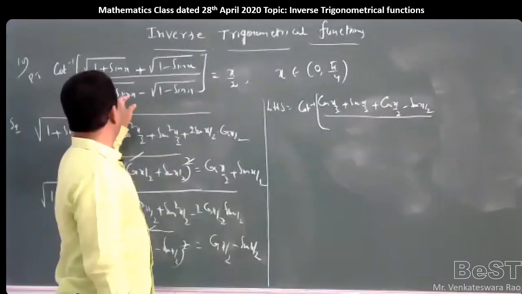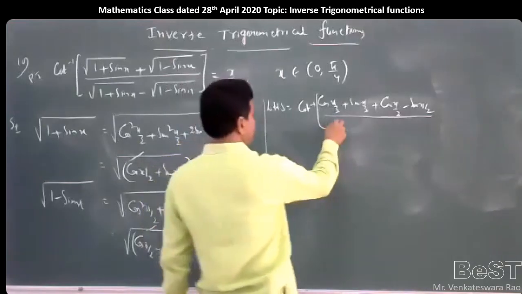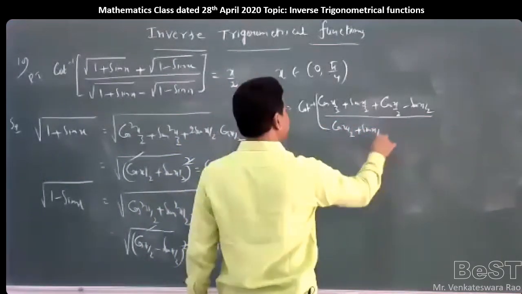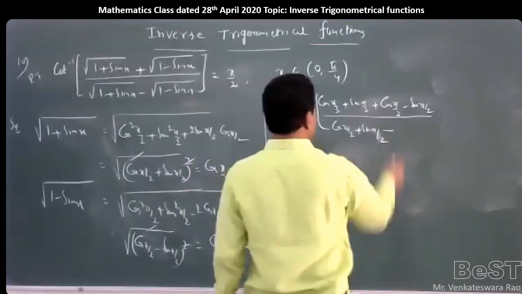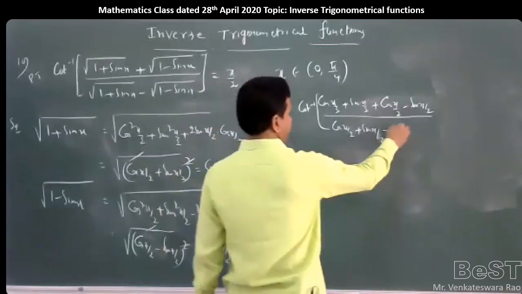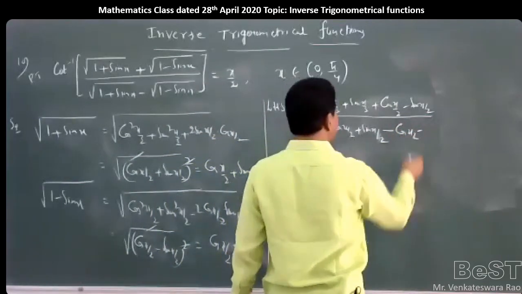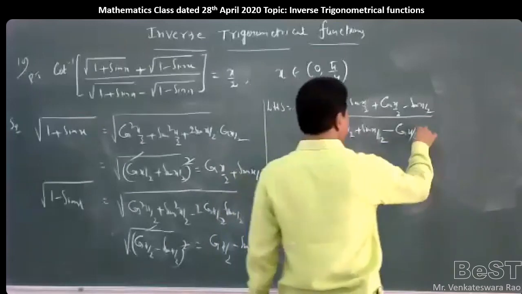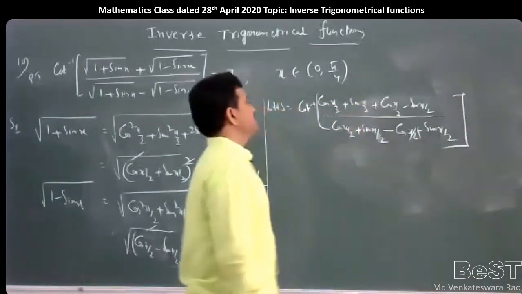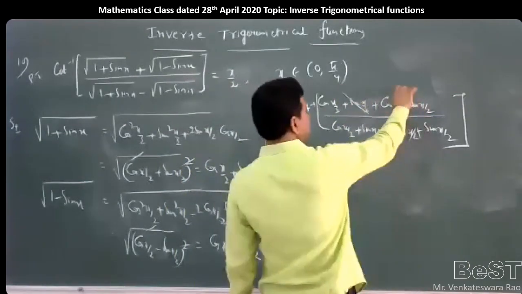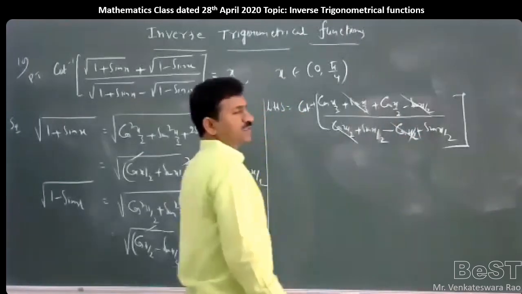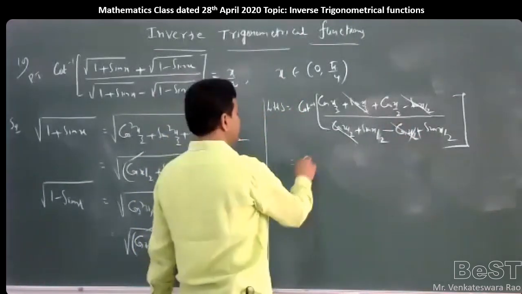By the denominator, the square root of 1 plus sin x value is cos x by 2 plus sin x by 2, minus cos x by 2, minus of minus, plus sin x by 2. See the cancellations: plus sin x by 2 minus sin x by 2 cancel, plus cos x by 2 minus cos x by 2 cancel. Complete this, the remaining is easy for you.